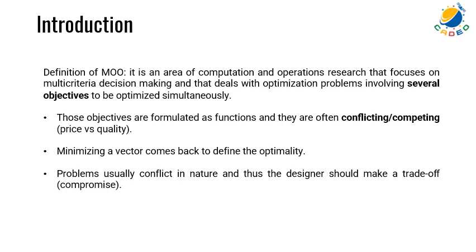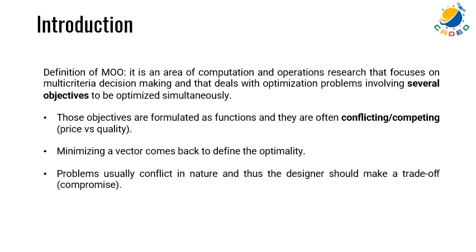Let's first start with defining multi-objective optimization. Multi-objective optimization is an area of computation and operations research that focuses on multi-criteria decision making and that deals with optimization problems involving several objectives to be optimized simultaneously. Those objectives are formulated as functions and they are often conflicting and competing. Let's consider, for example, the case of price versus quality.